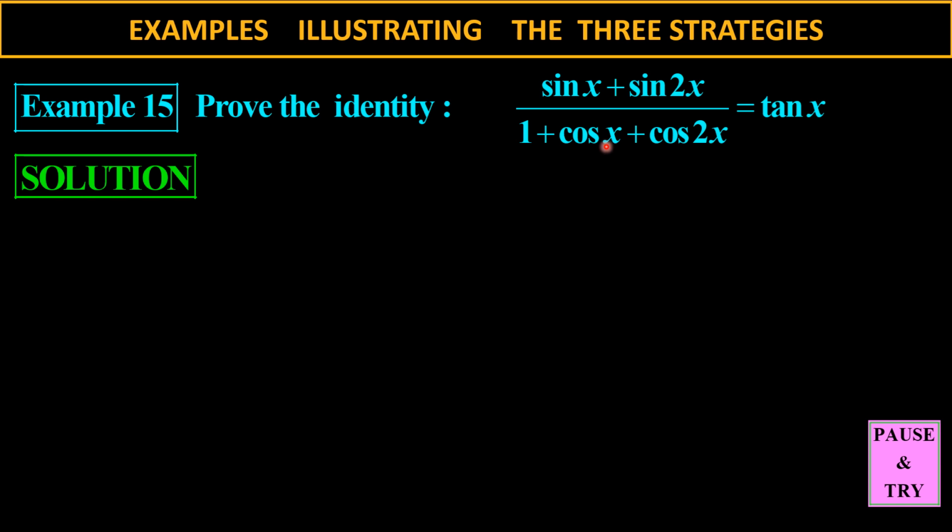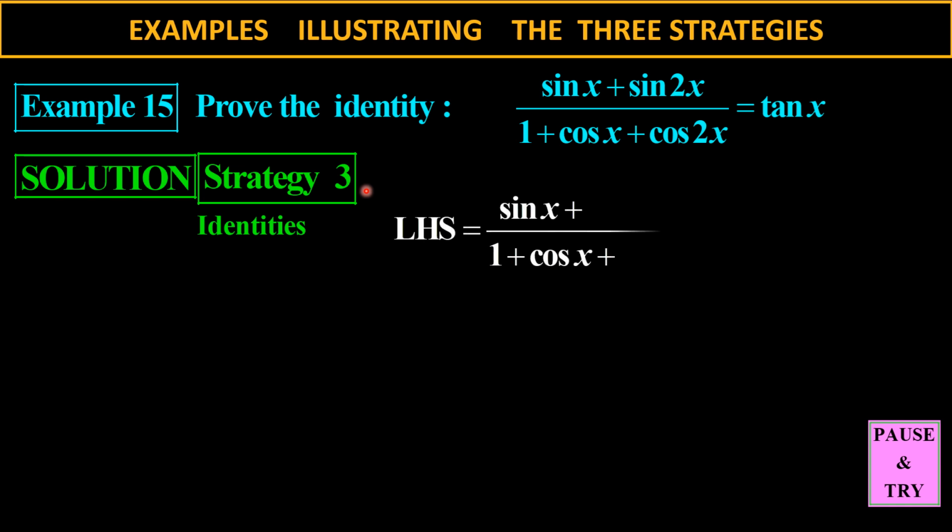Can I factorize? Numerator, no factorization technique can be applied there. Denominator, so we can't simplify and we can't factorize. That means I'm now with my strategy 3, which means I need to apply an identity. Do you see the identities that need to be applied here? That's correct. Sine of 2x, and that is equal to 2 sine x cos x. And the other identity is cos of 2x.